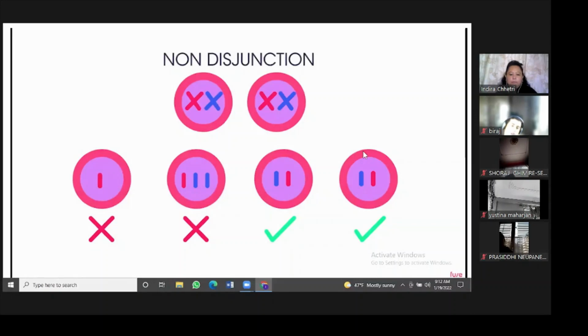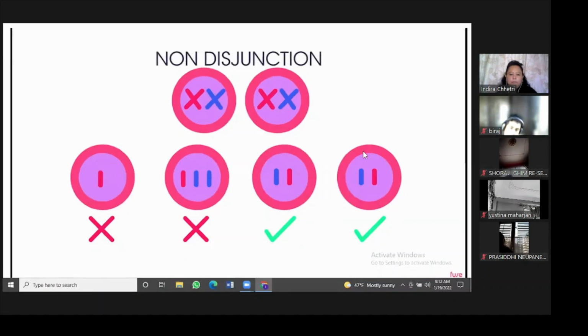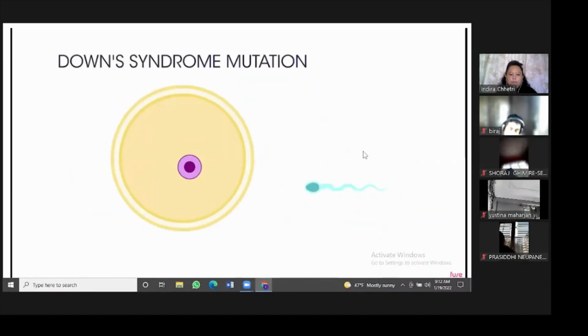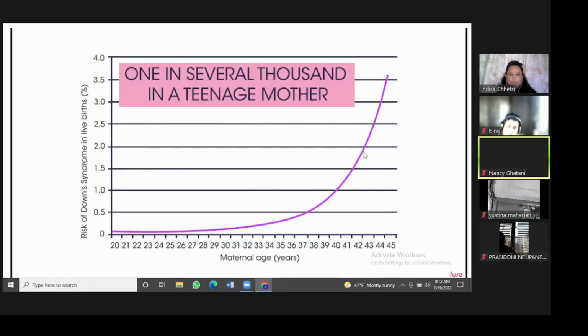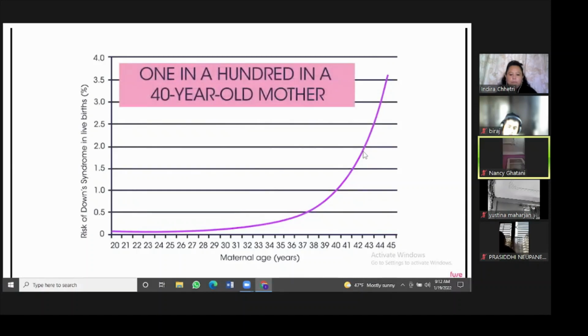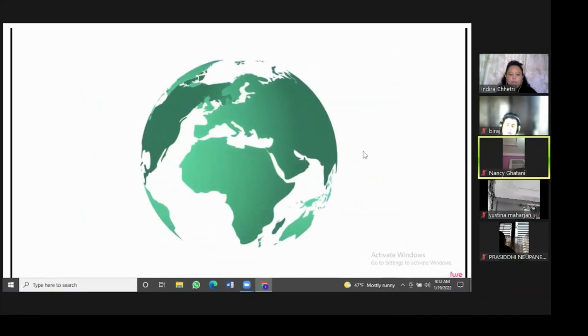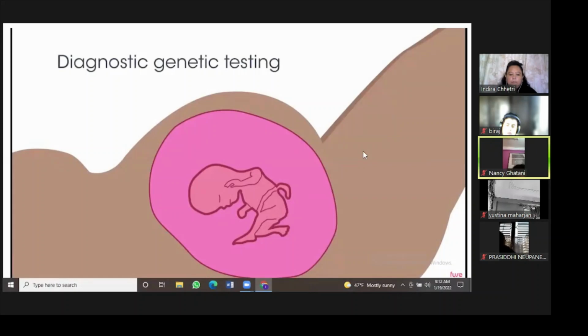The Down syndrome mutation appears to occur in the production of ova rather than sperm, and its incidence increases with the age of the mother. The chance increases from approximately 1 in several thousand in a teenage mother to 1 in 100 in a 40-year-old mother. In some countries, people who are pregnant are offered diagnostic genetic testing for Down syndrome.